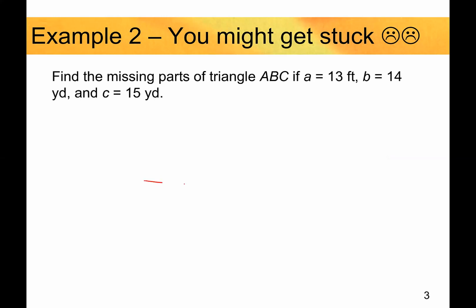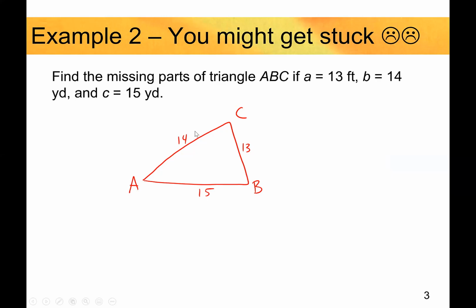All right, hopefully did. So I just know sides here. That's it. So this is angle A, angle B, angle C. I know little a to be 13 feet. I know little b to be 14 feet and c to be 15 feet. And you know what? The law of sines does not work. So hence the law of cosines.